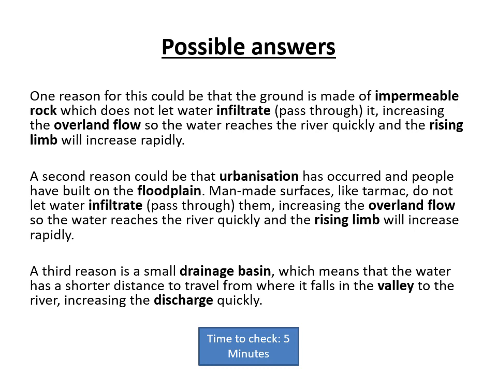One reason for this could be that the ground is made of impermeable rock, which does not let water infiltrate or pass through it, increasing the overland flow, so the water reaches the river quickly and the rising limb will increase rapidly. Notice I've started with my main factor, impermeable rock. I've then gone on to explain what that actually means, the fact that it doesn't let water pass through it, using a key term, infiltrate. I've then gone further, that's not it. We can then explain, remember, we've got to get to the river. So it increases the overland flow, meaning that the water reaches the river quickly. And then I've dropped in a key term from the hydrograph, because we're explaining a hydrograph, so we need to link it back to that.